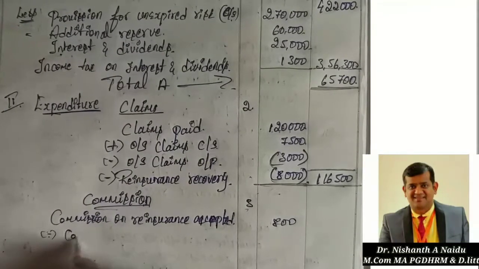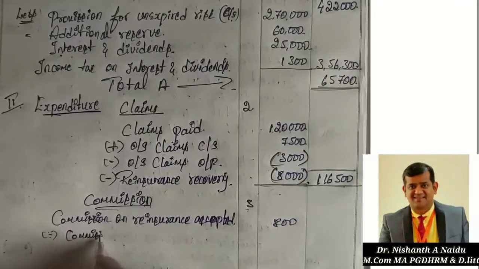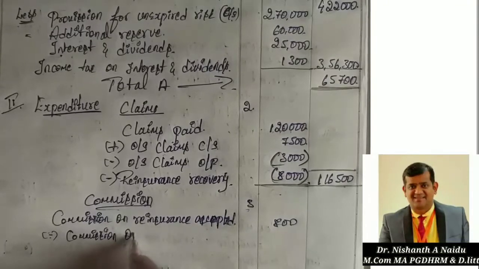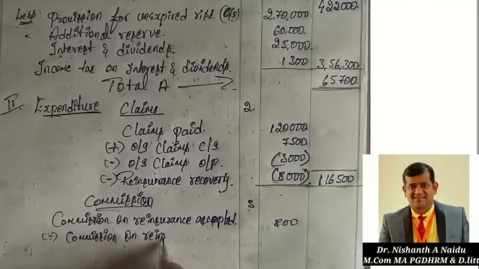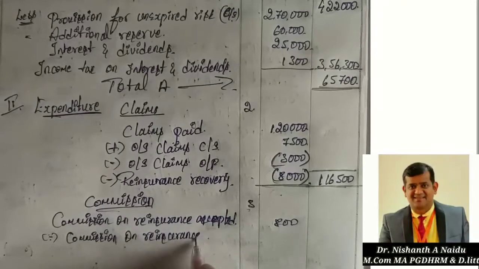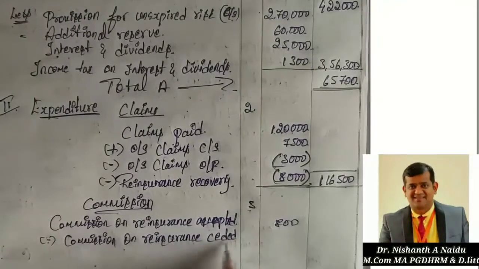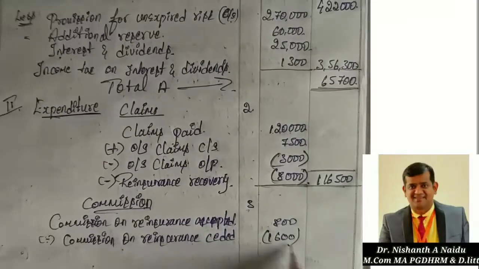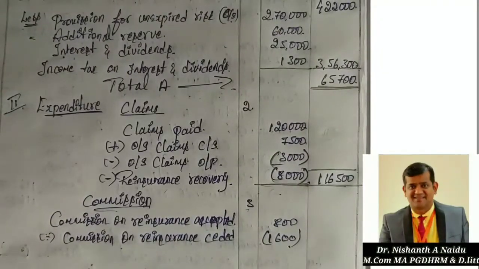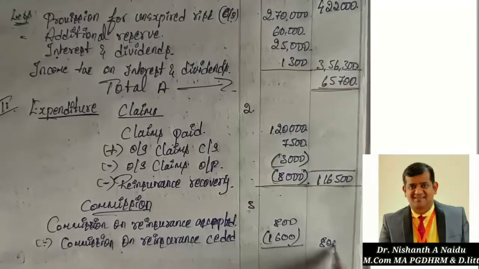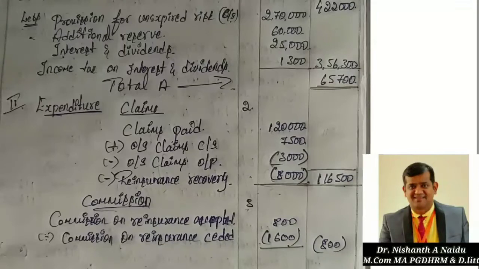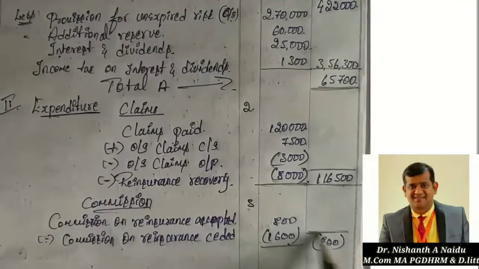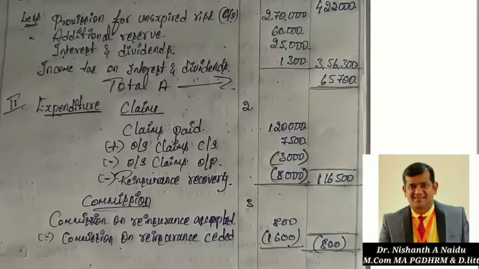Less commission on reinsurance ceded. So how much he has given? 1,600. Since it is greater, I am writing it in a bracket. So outer column you have to get minus 800. So 800 in bracket I am mentioning. So this is going to be the total of schedule number 3.